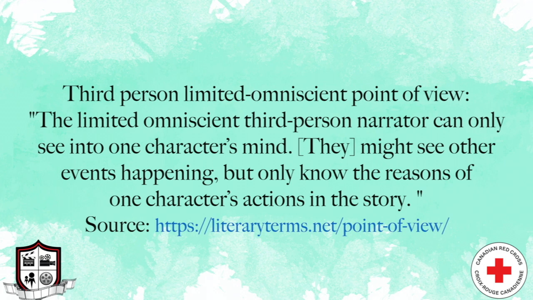The limited omniscient third-person narrator can only see into one character's mind. They might see other events happening but only know the reason of one character's actions in the story. So now that we know the basics of these perspectives, how are we supposed to use them?